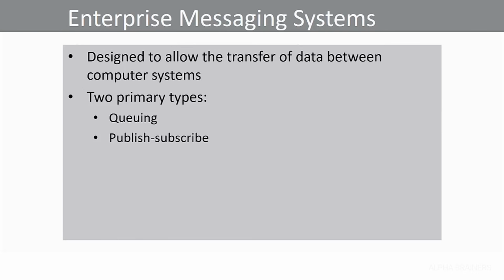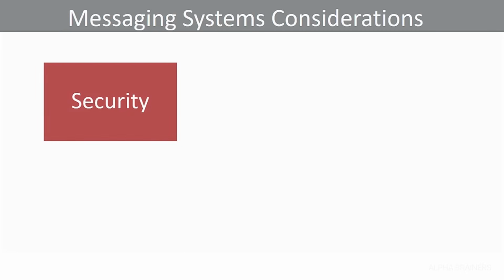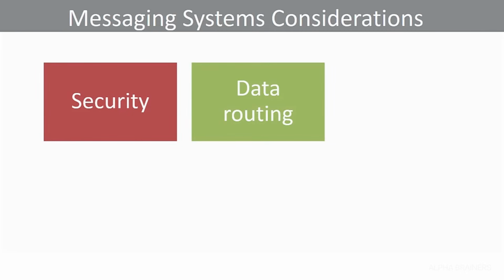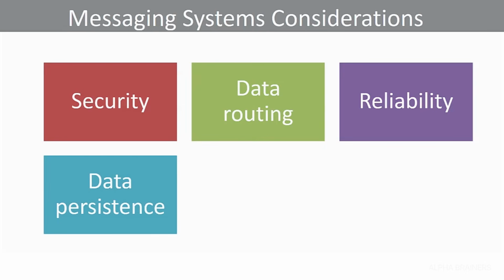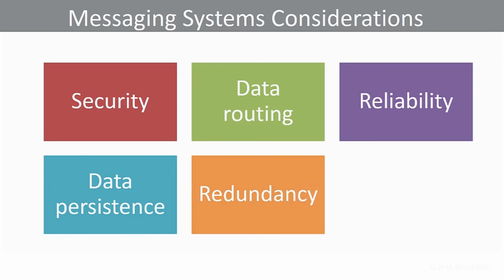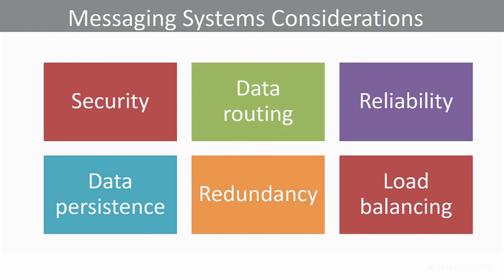Regardless of what type you're actually using, there are some considerations you have to keep in mind when you're picking the type of messaging system that you're going to use. One's going to be security, so we have to make sure the data is going to be secure. We also have to consider data routing, so how is the data going to get from point A to point B? The reliability of data is going to be a key important point. Data persistence, how long the data is going to be available for the consumer to pick the data up. Redundancy, which Kafka also handles. And load balancing, so we can share the load across multiple Kafka brokers.